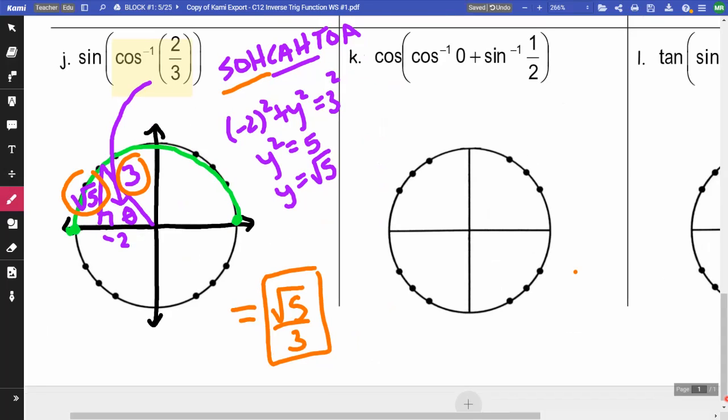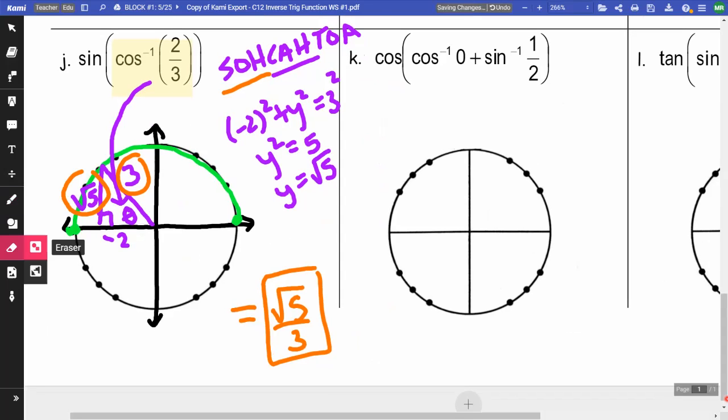On K, so I've got a couple things inside here. So let me kind of focus on one and then the other.